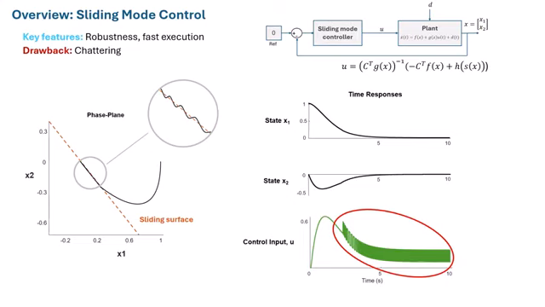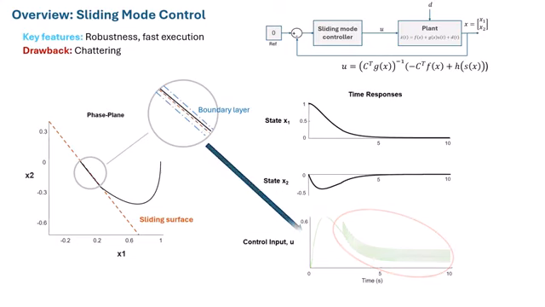Sliding mode control mitigates chattering by designing a boundary layer around the sliding surface. Within this boundary, a continuous control action can be used, which prevents the system from bouncing back and forth around the surface. After this quick overview, let's see sliding mode control in action.